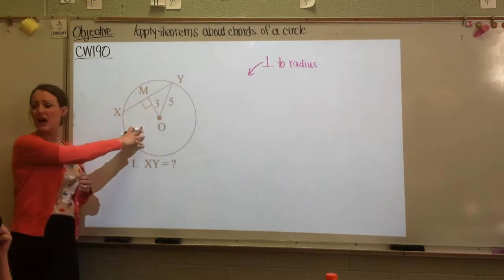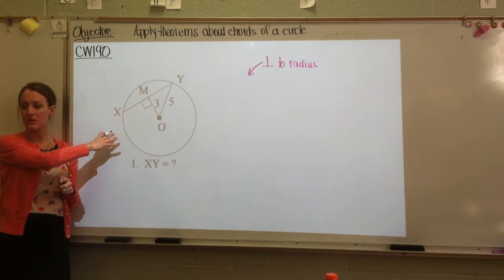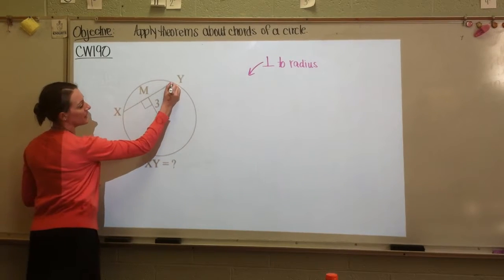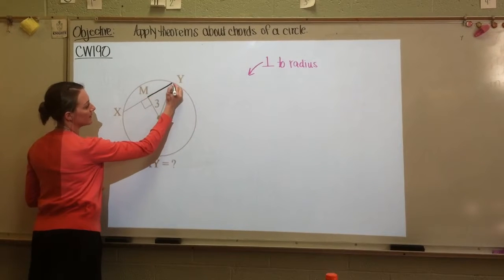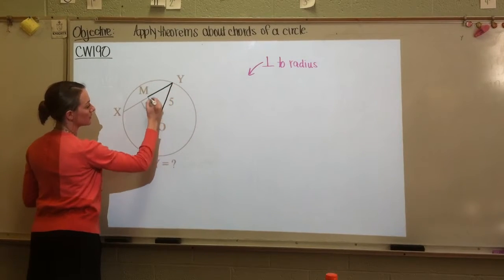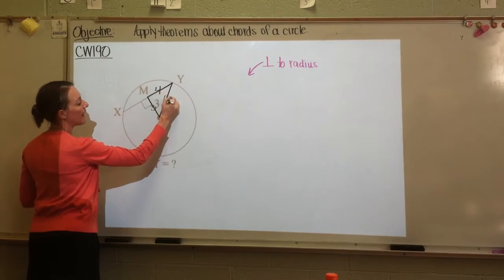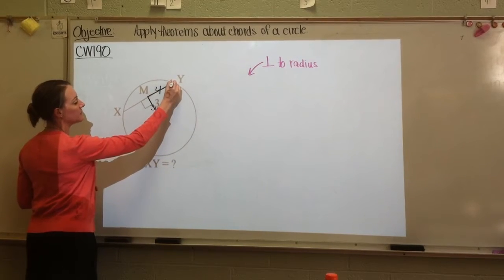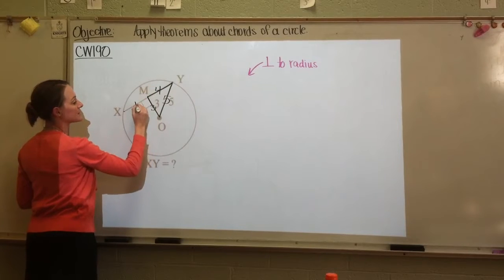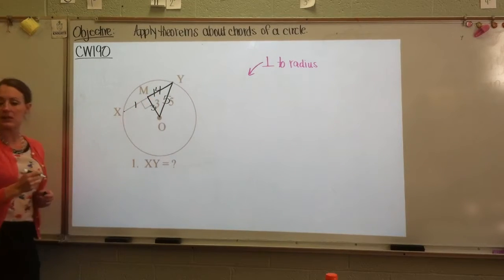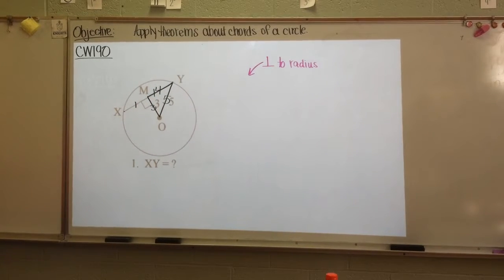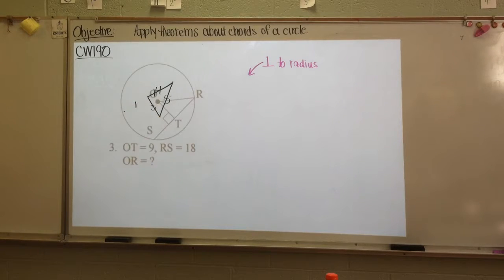All right, who does not understand this one? Okay, this is a 3, 4, 5. So MY is 4, XY, because this is congruent to this, is 8. All right, next one. We're going down to number 3. They're going to get a little bit harder each time. Next one, number 3, looks like this.